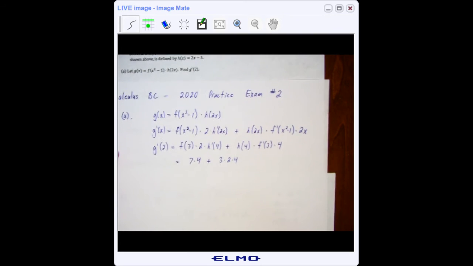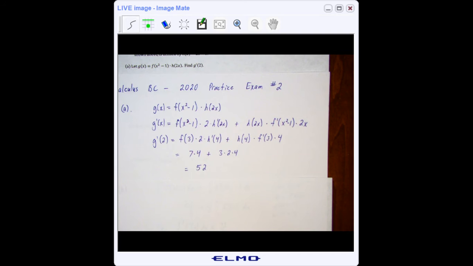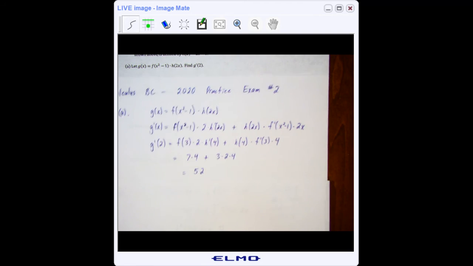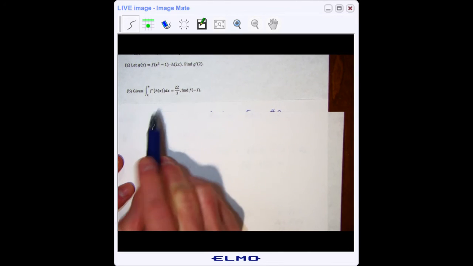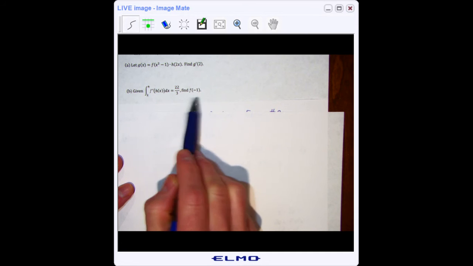All right, and just plug in the numbers and you get 52. Okay, so again, hopefully that part wasn't too difficult. All right, now on to part B. Given this integral equals 22/3, find f of negative 1.